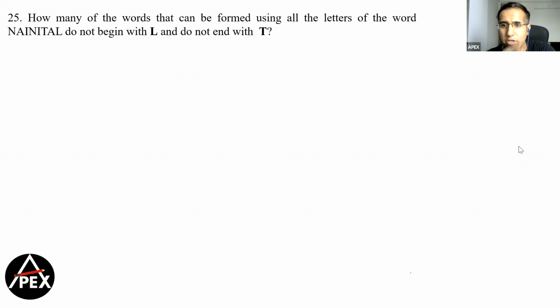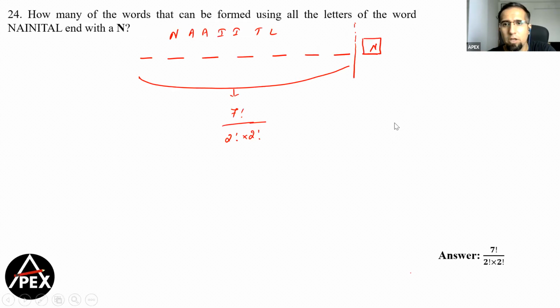I'm not arranging the N. I'm only arranging the remaining 7. What is the problem in this? Are we not arranging the remaining 7? Yes, only N is fixed. So the remaining 7, you have to arrange them, right? This 2 factorial is for A's and I's. How many A's do you have?